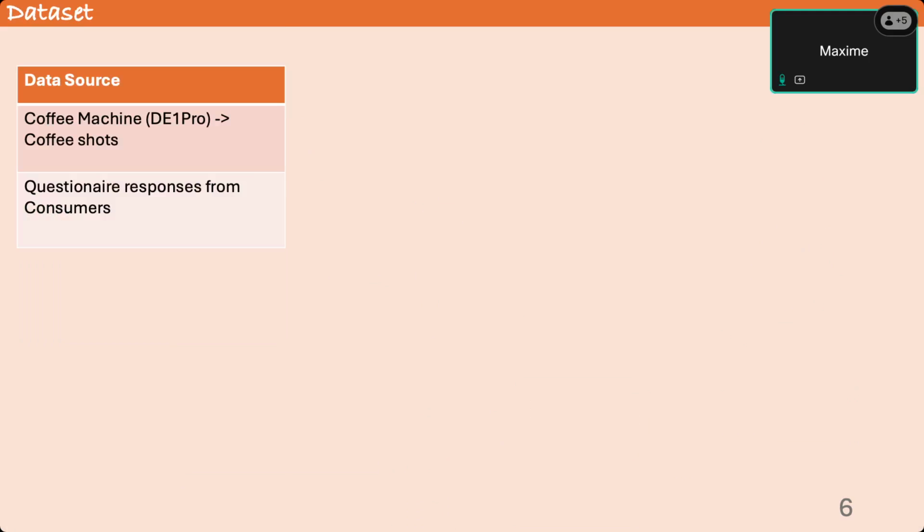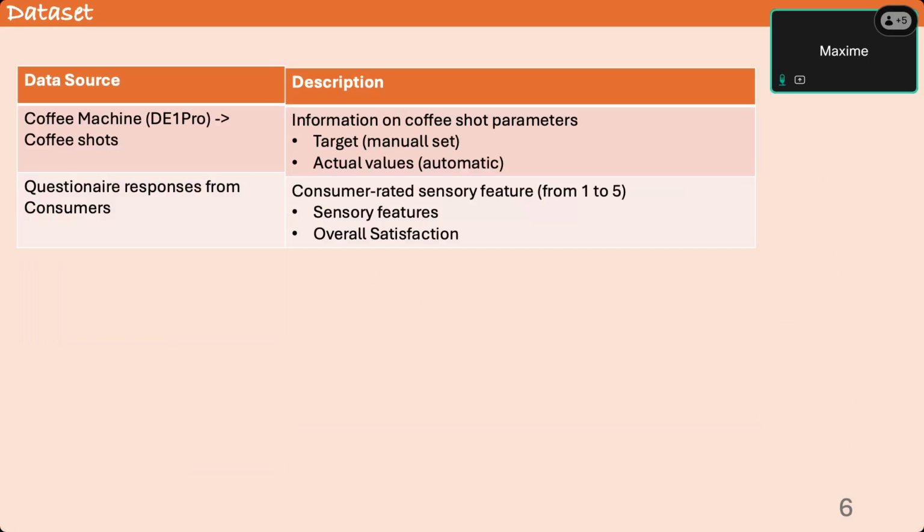So in this research, we have two sources of data. As I said, we have the data from the coffee machine, that is the information from the shots, and also the responses that we got from our customers. The coffee machine records information on the shot parameters, and this information is of two types. We have the target value of the parameters, that is the manual setting that we did before making the shot.